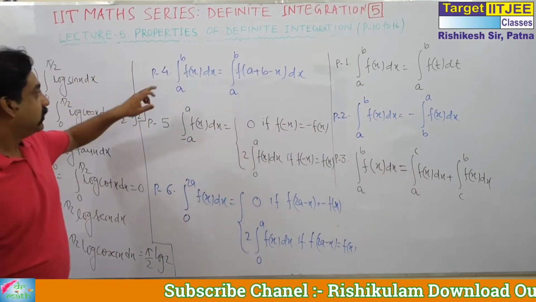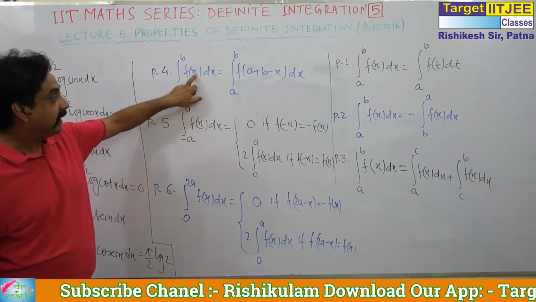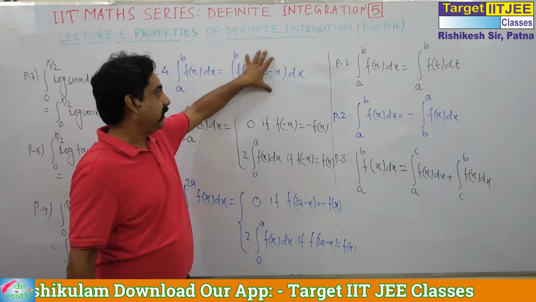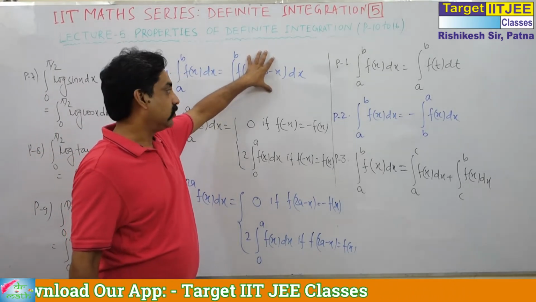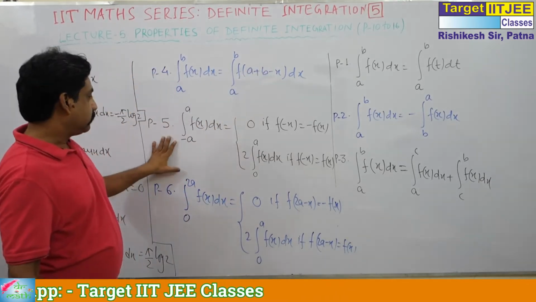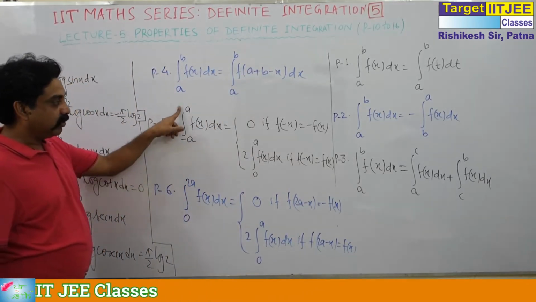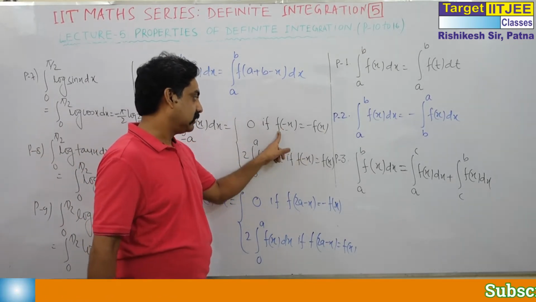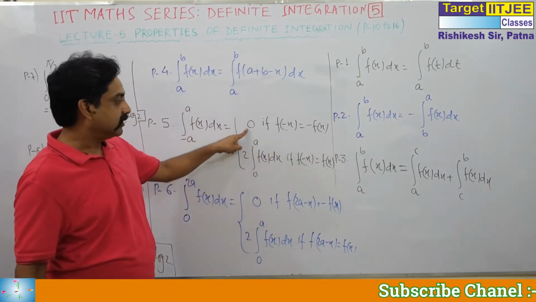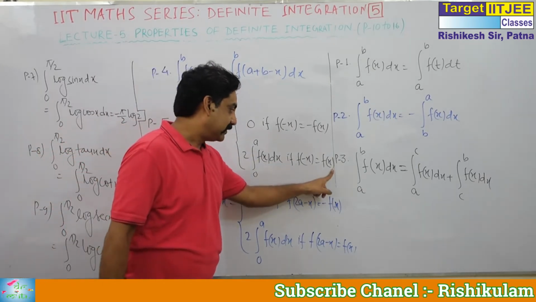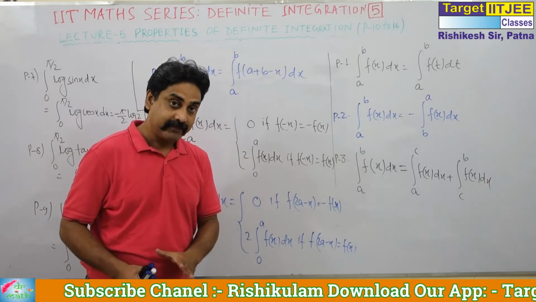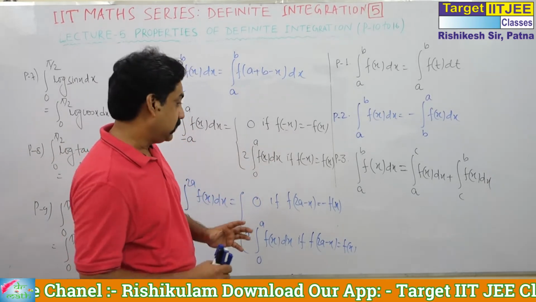Property number 4: when x is replaced by a plus b minus x, the value of the integration doesn't change. This is called King's property. This is property 5: integral from minus a to a, for an odd function, this is 0, and for an even function this is 2 times integral 0 to a f(x) dx. I have drawn the graph. I think you could recall it.